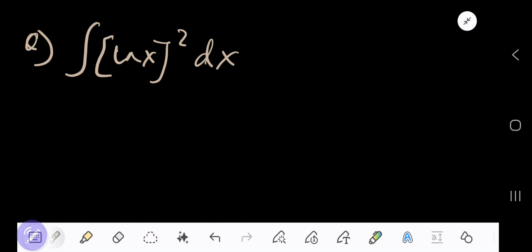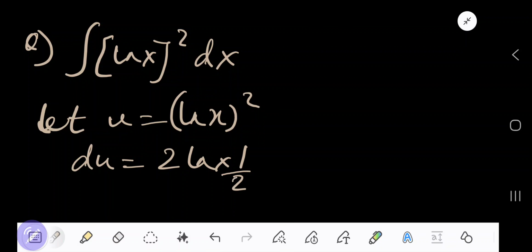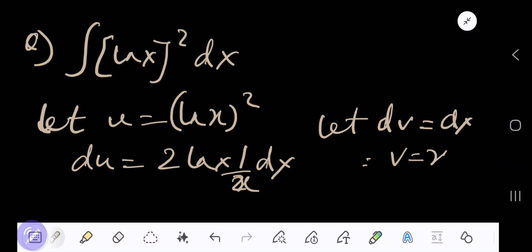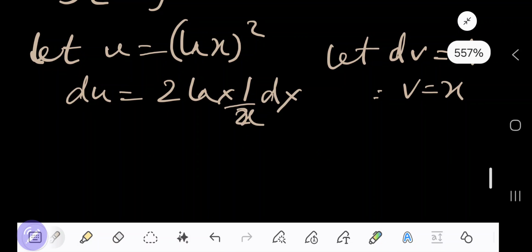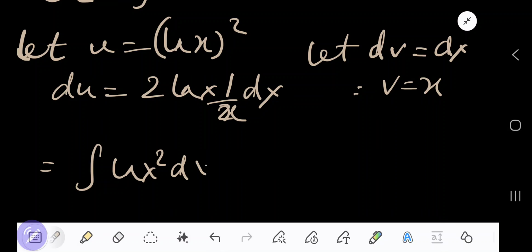Alright, our next question is to integrate (ln x) whole squared dx. Again, u dv, so let u equal (ln x) whole squared. So du would be equal to 2 ln x times 1 by x dx, and we're going to let dv equal dx, so therefore v equals x, right?